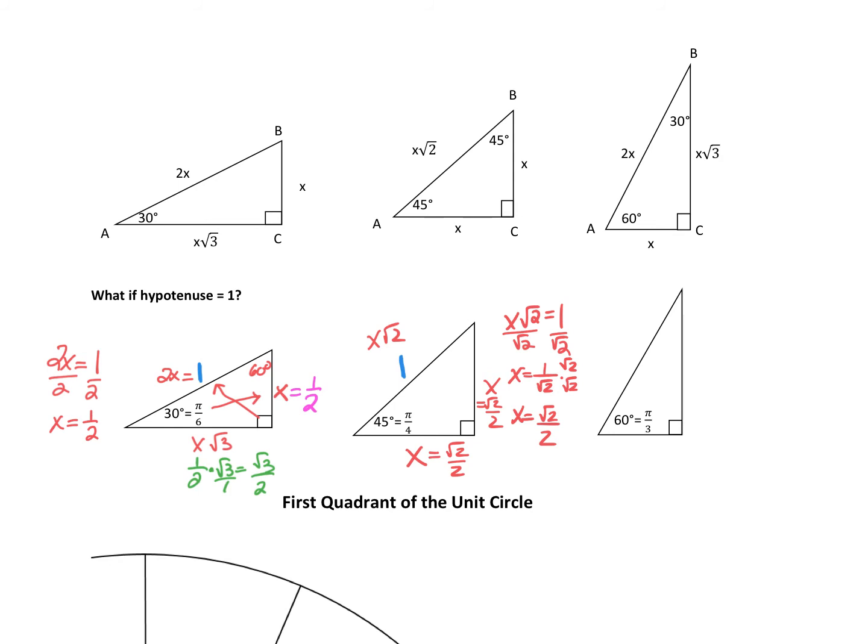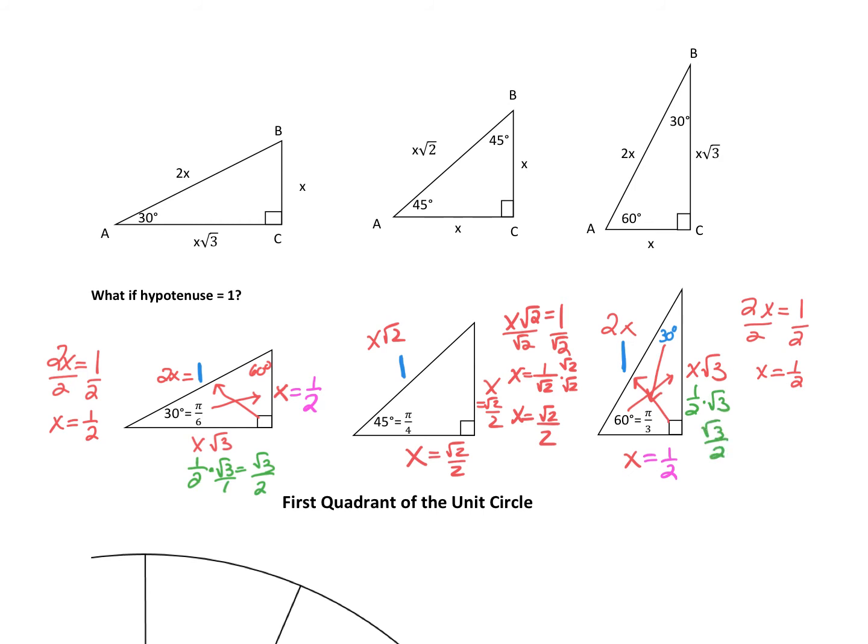Now again, here's my 60. This is still a 30, 60, 90 triangle, but from a slightly different perspective. Across from my 30 is x, across from my 60 is x root 3, and across from my 90 is 2x. We already did this math, so 2x is equal to 1, which means x is equal to 1/2. So this side is equal to 1/2, and this side is equal to 1/2 times root 3, which is root 3 over 2.